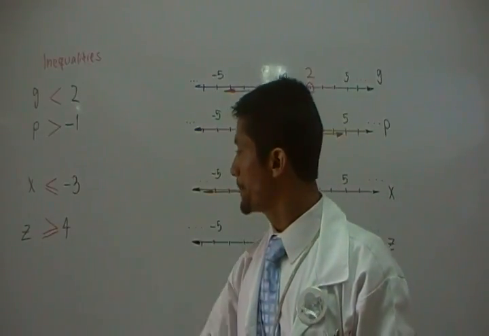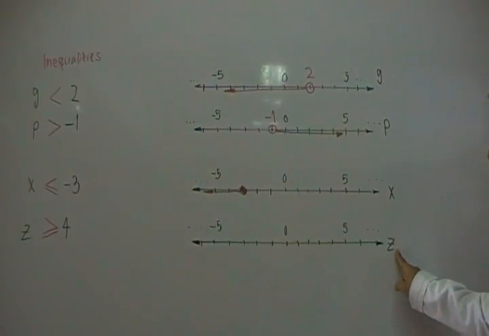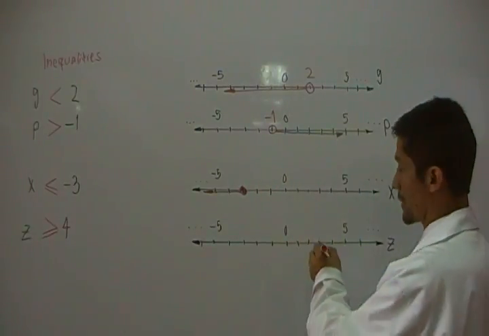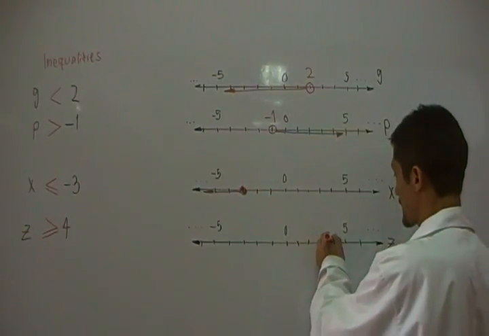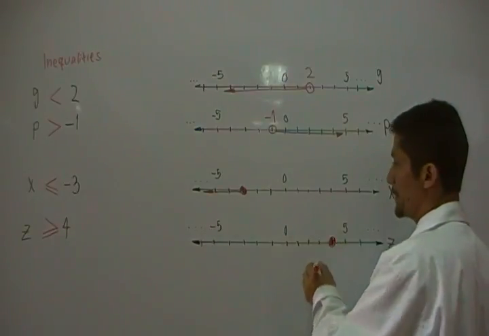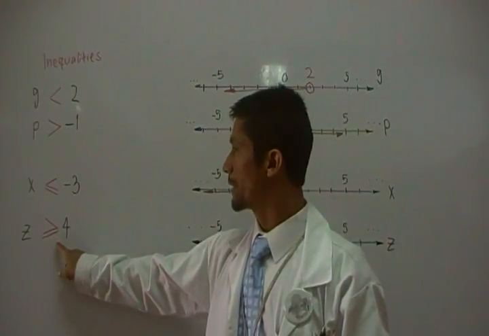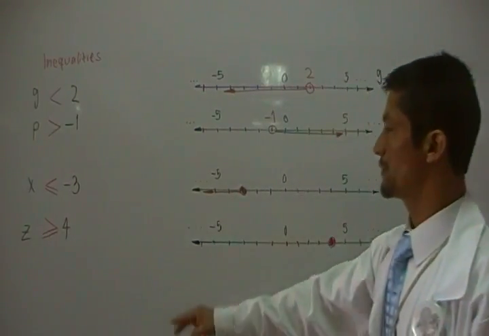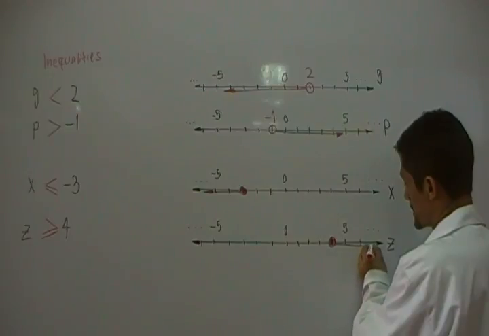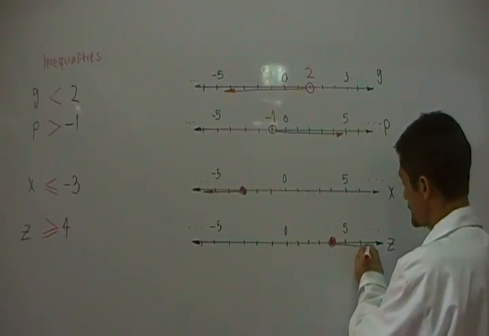And this one finally is the variable z. Our reference is 4. So placing 4 on the number line, here we are including a solid circle because the limit, that is 4, is included. And it goes to the right, which is something like this.